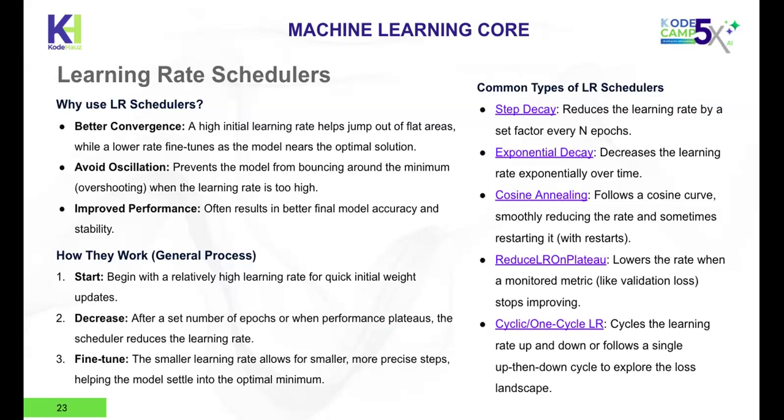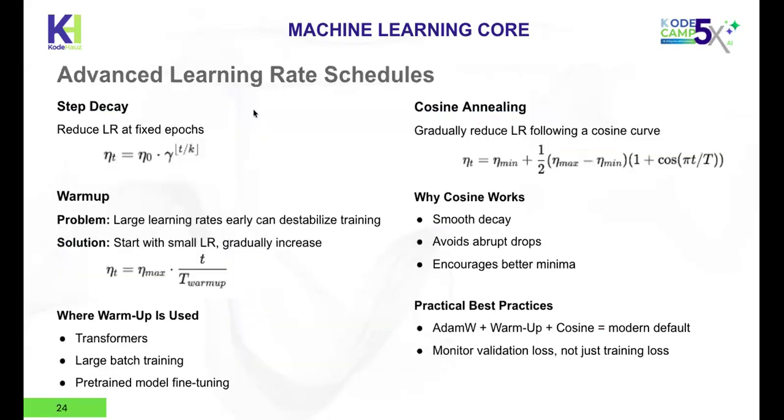Then you have a cyclic or one cycle learning rate, where you cycle the learning rate up and down, right? You basically increase it and then you bring it down, and then you increase it again and bring it down. Then you have more advanced ones. We've talked about step decay.